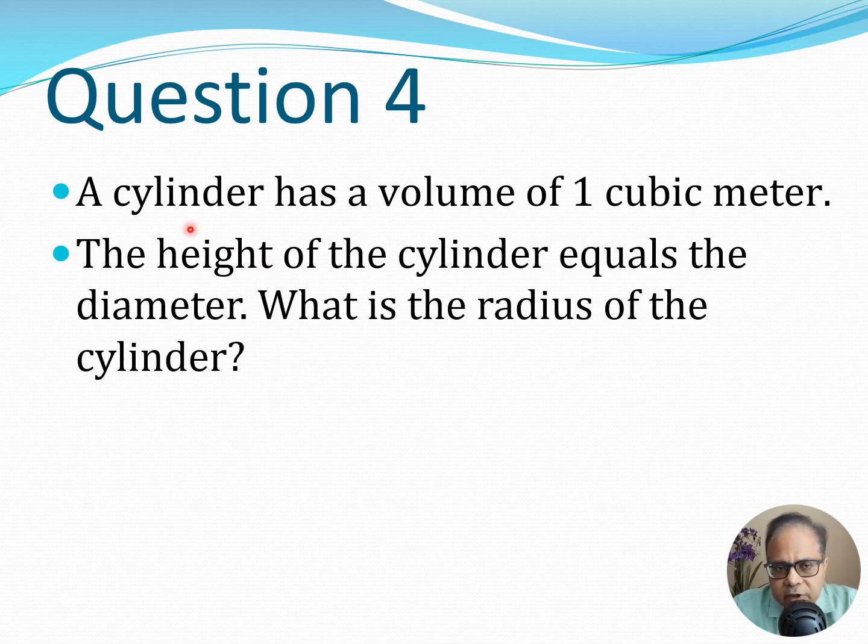So question 4 is: a cylinder has a volume of 1 cubic meter. The height of the cylinder equals the diameter. What is the radius of the cylinder?